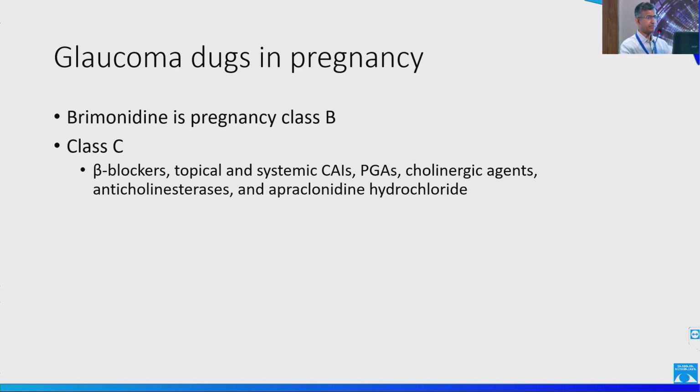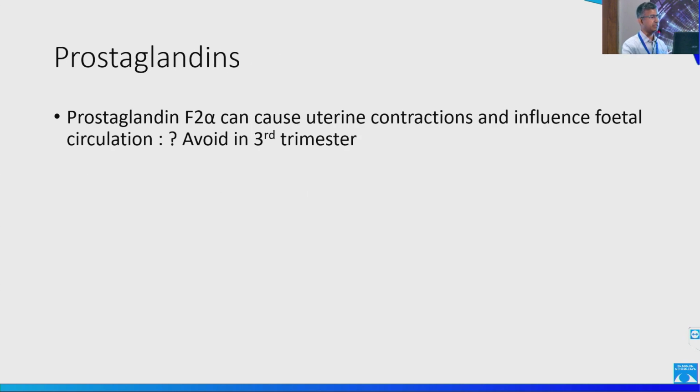Keep in mind that if you're going to use brimonidine, you have to tell the mother to stop using it the moment she starts breastfeeding because it is transmitted in milk. Prostaglandins: there's a theoretical risk that they might cause uterine contractions and influence fetal circulation, and it's suggested to avoid them in the third trimester. There is no evidence for this. This is something that all of us feel. If you remember our gynecology postings, we used to put huge amounts of prostaglandin ointment. I'm not sure this 0.005% will do anything, but it's something that you need to keep in mind.